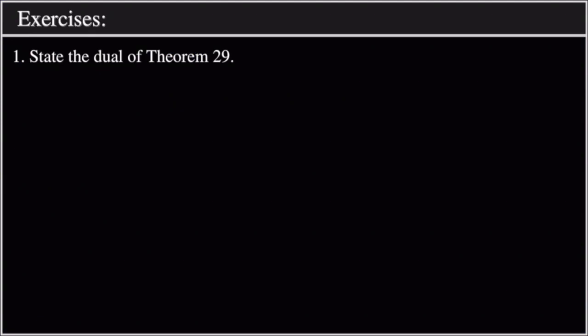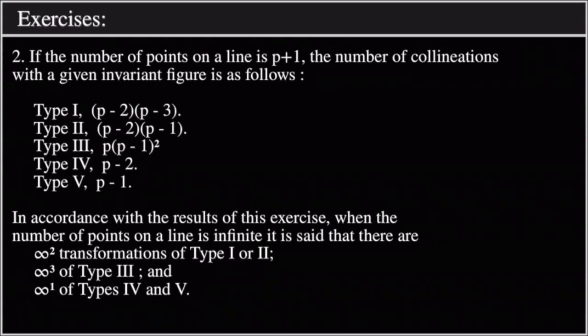Exercises. 1. State the dual of Theorem 29. 2. If the number of points on a line is p plus 1, the number of collineations with a given invariant figure is as follows. Type 1, p minus 2 times p minus 3. Type 2, p minus 2 times p minus 1. Type 3, p times p minus 1 squared. Type 4, p minus 2. Type 5, p minus 1.